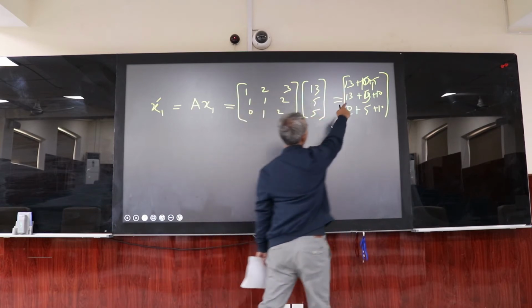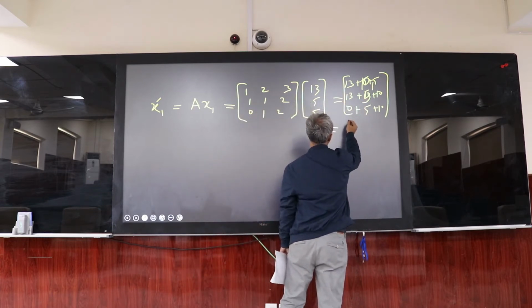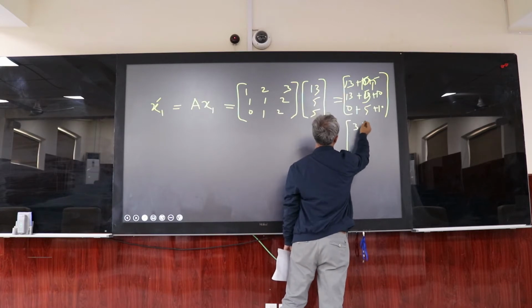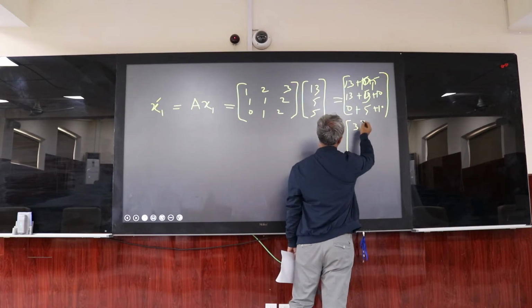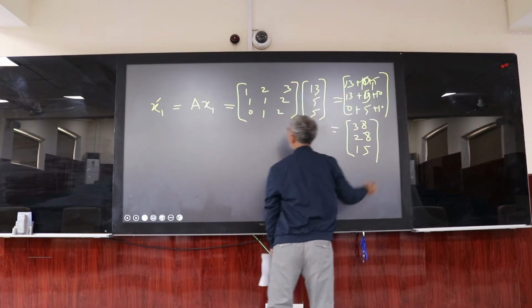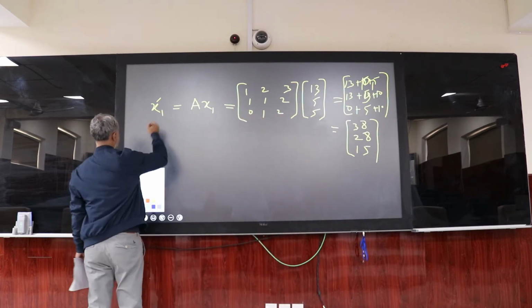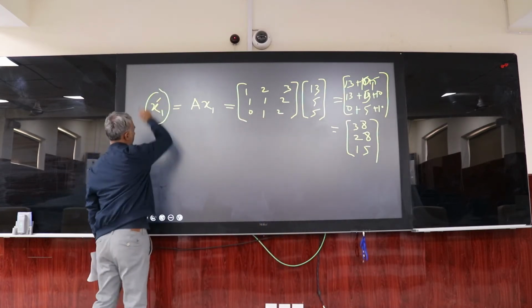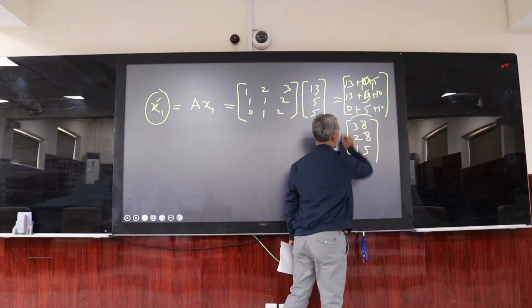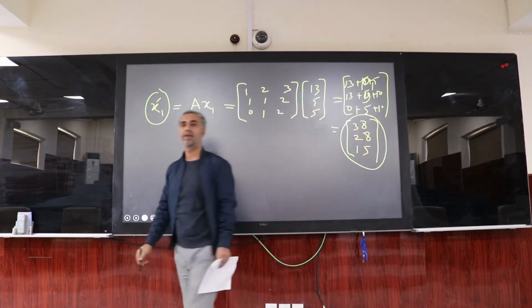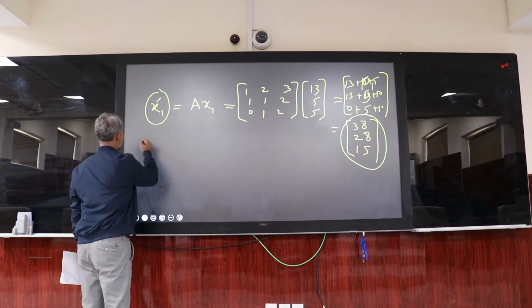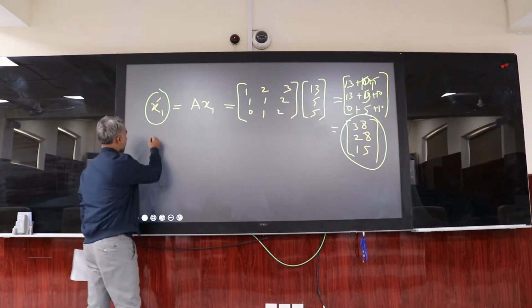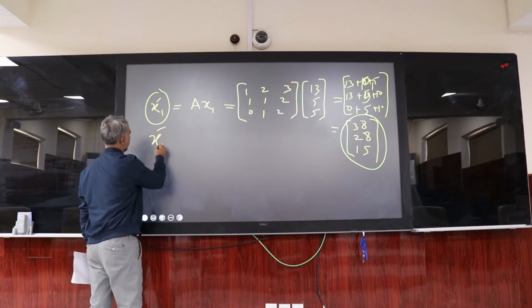Yes, sir. The first one will become 38 and the second one will become 28, and this one is 15. So this is your transformed, or you can say encrypted vector. Similarly, you will get x2.